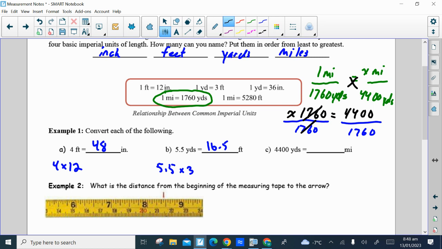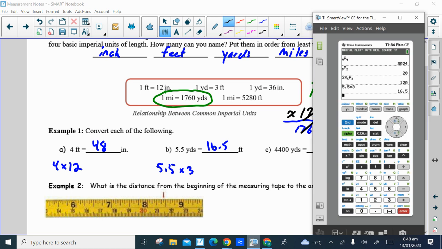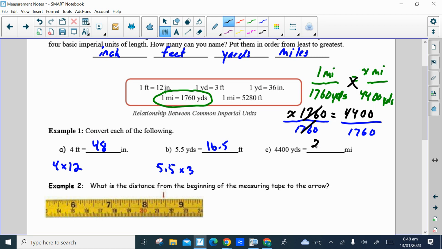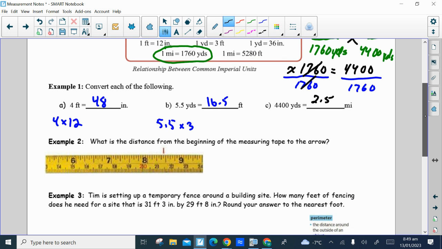So the 1,760s on the left will cancel, and then we get X by doing this division in our calculator. 4,400 divided by 1,760 is exactly 2.5. Okay, so some of these conversions you can do just by going straight to multiplication. It just depends on what you're given and what you're trying to find. Others will have to set up these proportions in order to get our answer.